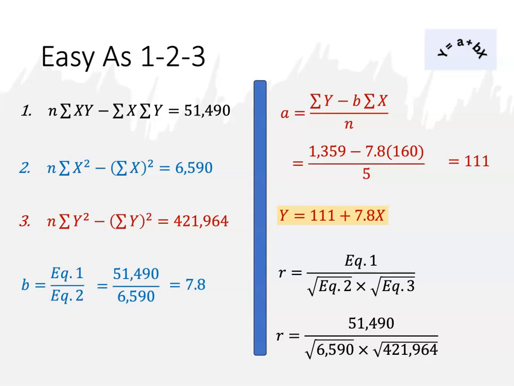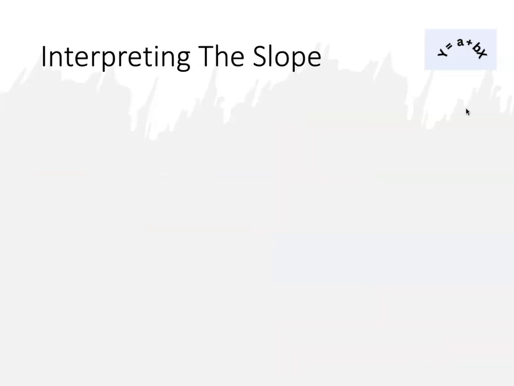As said earlier, for calculator purposes, just put a bracket around the denominator. So you'll now be saying 51,490 divided by, open brackets, square root of 6590 times the square root of 421,964. Let's see what that gives us. It gives us 0.98 for r. So we now have y equals a plus bx, we have a and b, and we now have r.